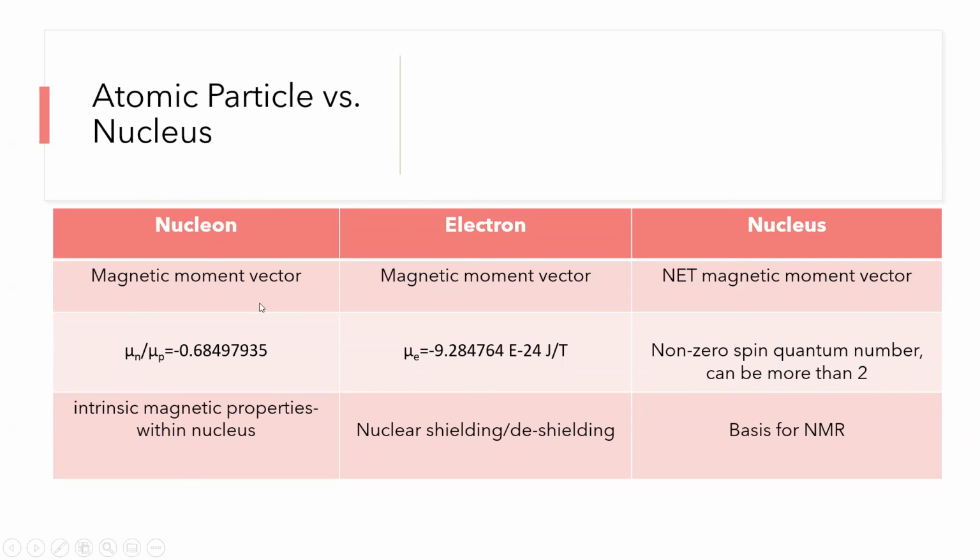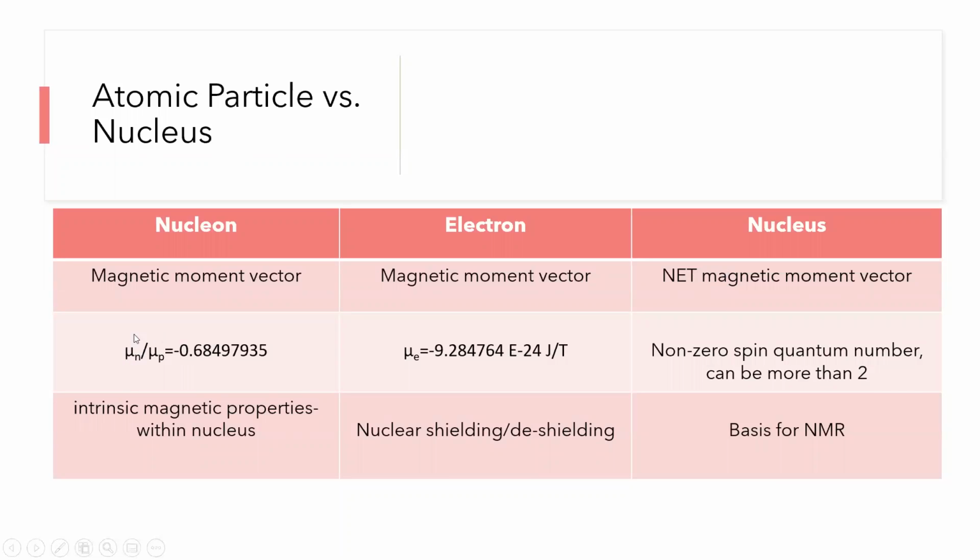Nucleons and electrons have one magnetic moment vector. It's simple. But then a nucleus has a net magnetic moment vector. There are multiple particles within a nucleus, so they're all going to be going in different directions, and either they'll be canceling each other out or they'll be adding together. So a nucleus will have a net magnetic moment vector. And then I have the values for the magnitude of the magnetic moment vector.